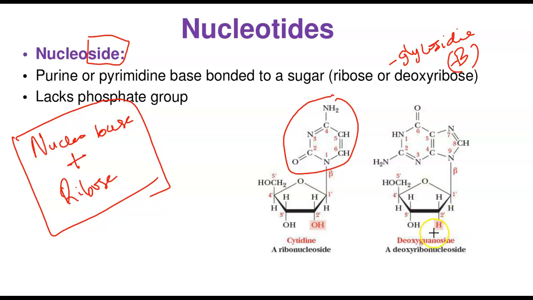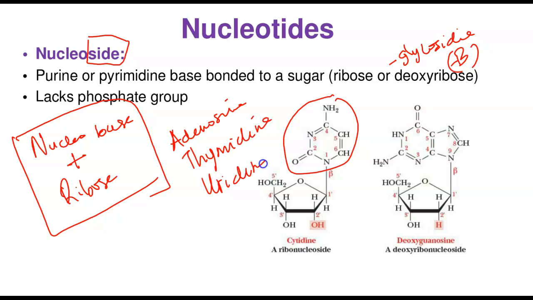This one you're going to call guanosine. Adenine will be adenosine. So if you have adenine plus a ribose, it's going to be adenosine. If you have thymine, it's going to be thymidine. If you have uracil, we call it uridine. Now we're going to take that to the next level.